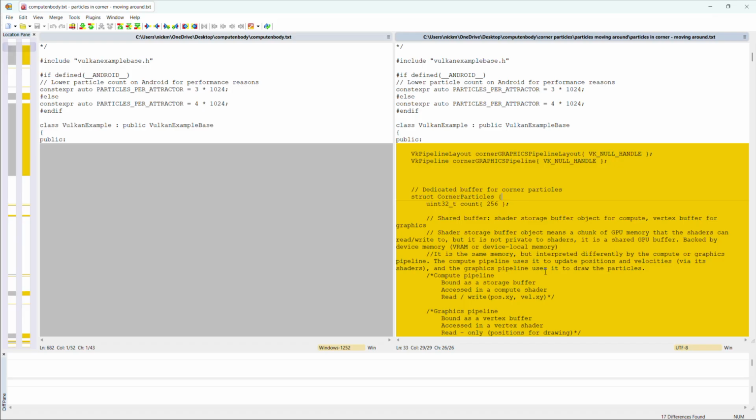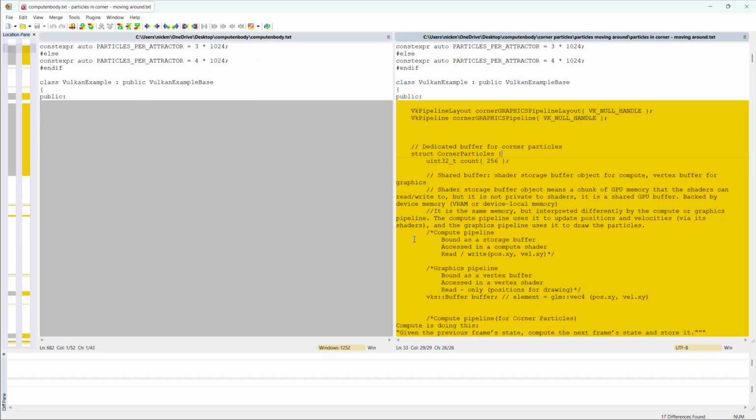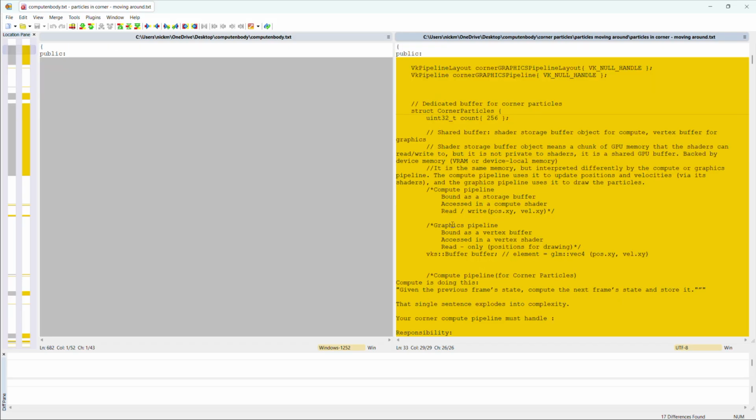So just along the lines of what I was talking about, right? We have our compute pipeline stuff, bound as a storage buffer accessed in a compute shader, read write, and then we have the position and velocity information, right? So that's the compute stuff. Graphics stuff is bound as a vertex buffer, right? So here it's bound as a storage buffer, but for graphics it's bound as a vertex buffer, accessed in a vertex shader, and read only, positions for drawing, right? So as we said, graphics only reads.